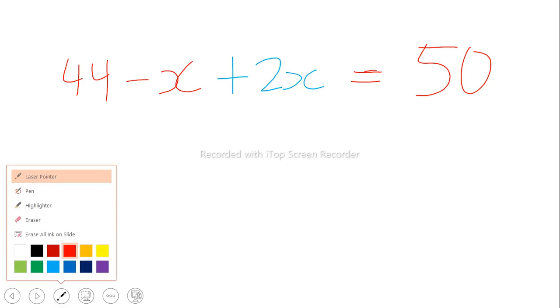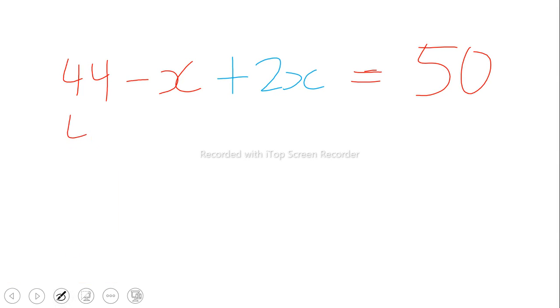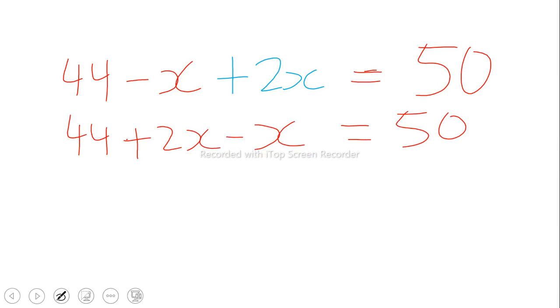So what we could do, and I'm going to do this just to make it easier for us: 44 plus 2x minus x equals 50. So all I did was switch them so that we would be able to see easily what's happening. So what is 2x minus x? X, or 1x, right? And then what are we going to do at this point?